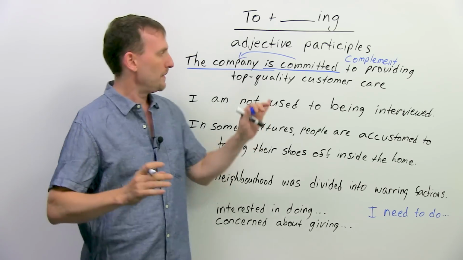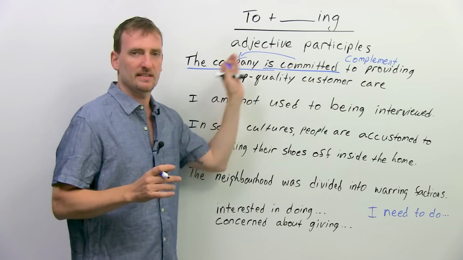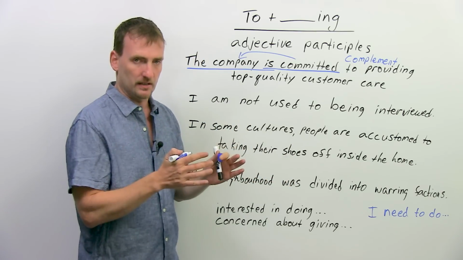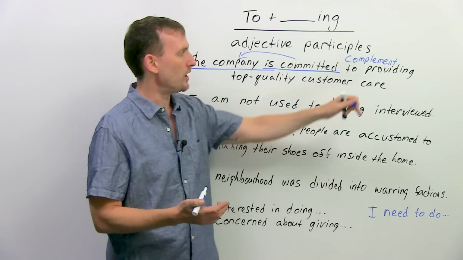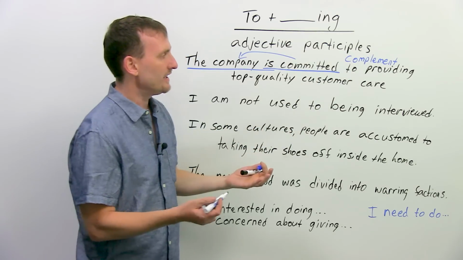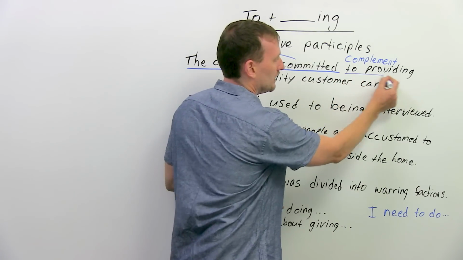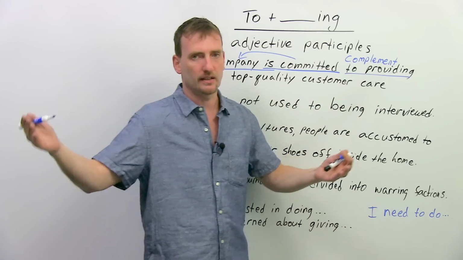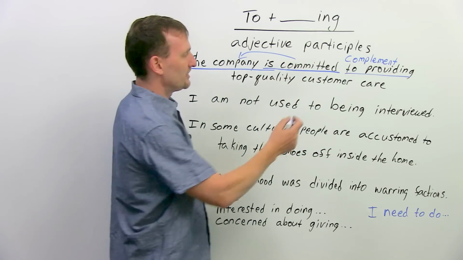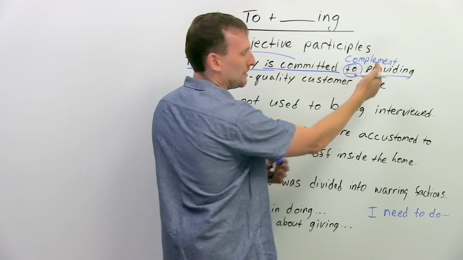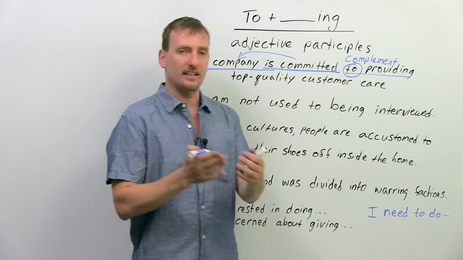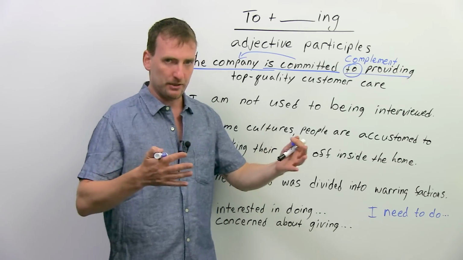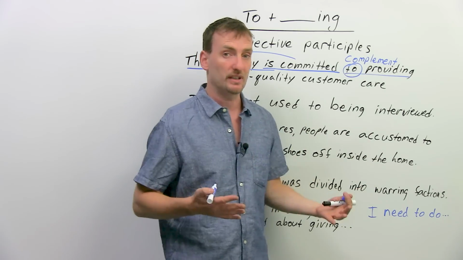I don't know yet. But it's a complete sentence because I have my subject, I have my verb, and technically the idea is there. They're committed. But it's not complete. So I want to add a complement. When I'm adding a complement, then I'm adding to providing. Committed to what? Providing top quality customer care. So I'm adding a prepositional phrase as a complement to my independent clause. I don't need it in terms of grammar. I need it in terms of idea, to have a complete idea.